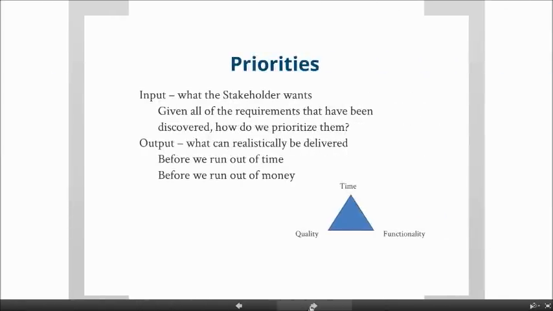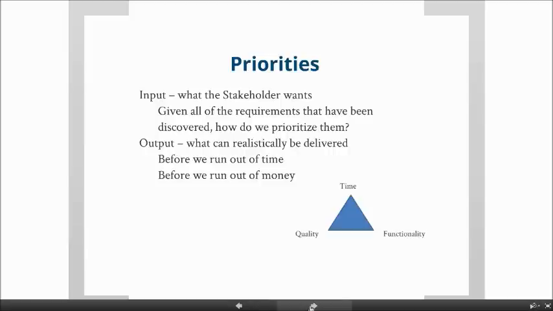So when we talk about priorities, there are the input priorities, and these are the requirements basically of what the stakeholder wants. These have to be prioritized going into it so you have a good idea of what you're going to be working on. And given all the requirements that have been discovered, how do we prioritize them? Now, then you go through this exercise that the book calls output priorities. Basically it's going through that process of saying, given the restrictions that you've placed on us, being time or money, what can we deliver before we run out of time, and what can we deliver before we run out of money?